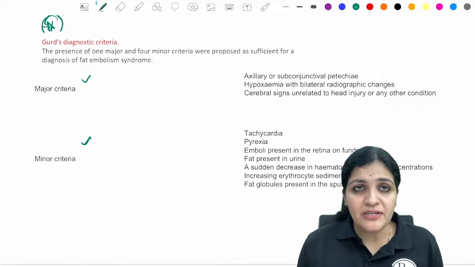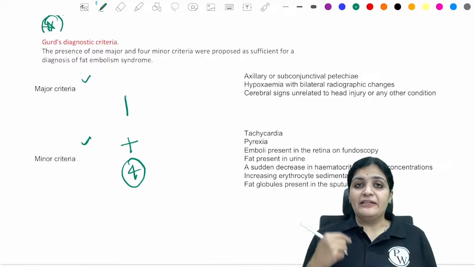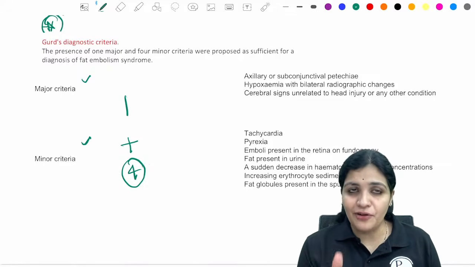So how do you diagnose it? Always there should be one major criterion plus four minor criteria, and that is sufficient for diagnosis of your fat embolism, right?